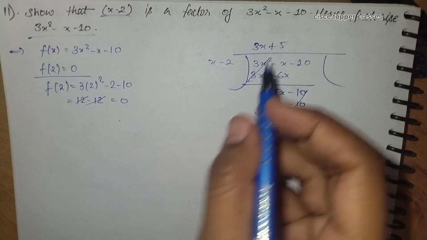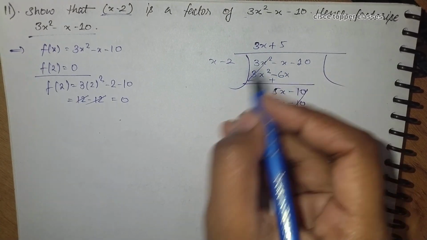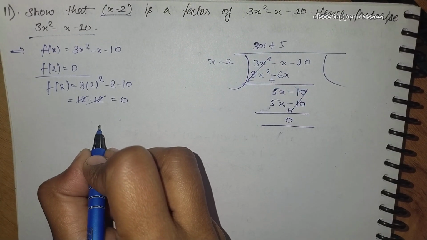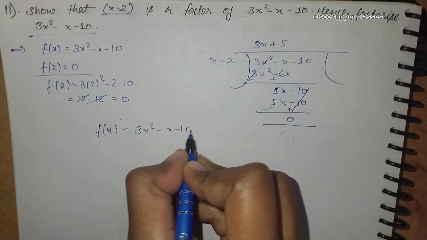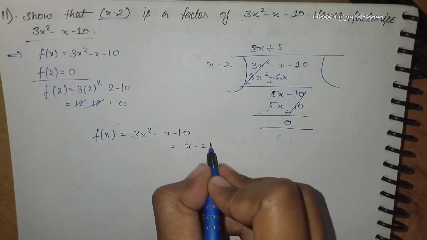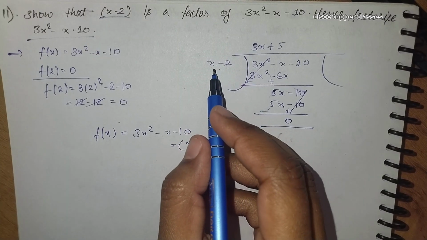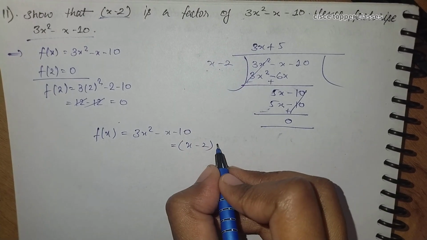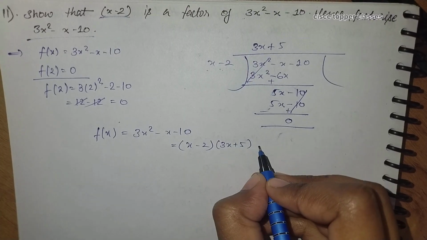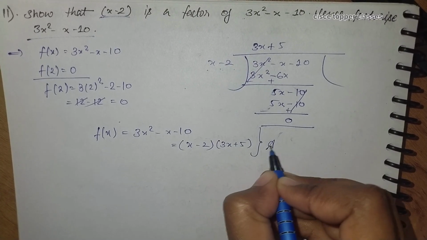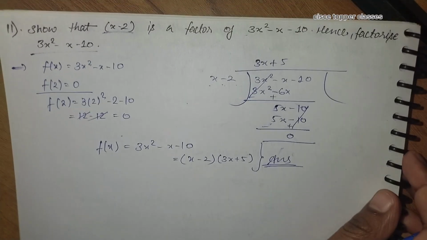From there, if we factorize, we are getting the quotient as 3x plus 1. So f(x) we can write as 3x square minus x minus 10 equal to x minus 2, the dividend, multiplied by 3x plus 5. That is 3x plus 5. So on factorizing we are getting this, the final answer and final solution of question number 11.